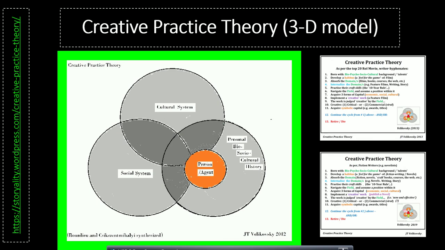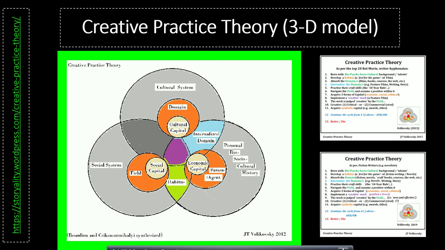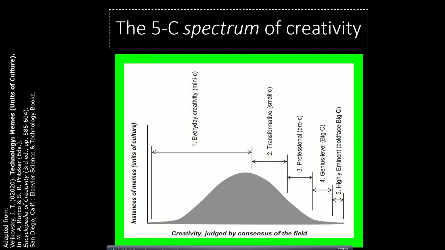So that can be reduced to a 12-step algorithm, and those two recipes on the right-hand side there show that process, that stage model of creativity for writer hyphenates in the top 20 return on investment movies, and down below for fiction writers, for example, novelists, but can be applied to essentially any creative domain, whether in biology or culture, sciences or the arts.